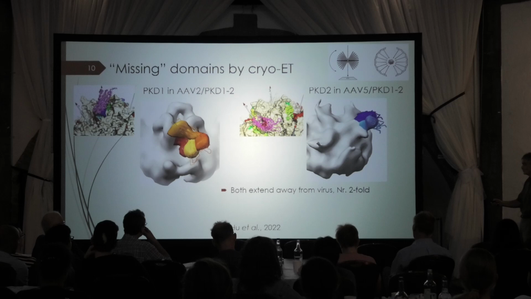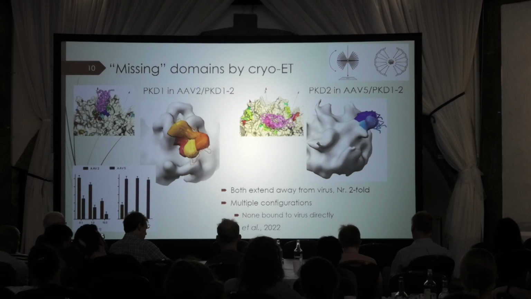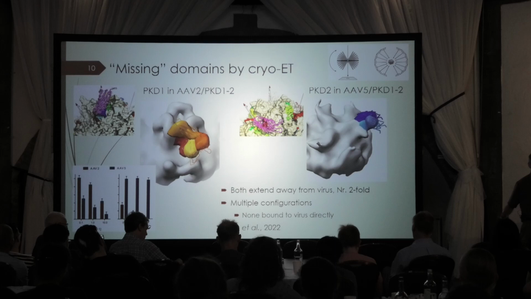So we still haven't solved our mystery, and that is, with AAV2, how come PKD1 as well as PKD2 is apparently important for binding and transduction, when we're not seeing any interaction with the virus. Well, we have just the tiniest of hints. Maybe.